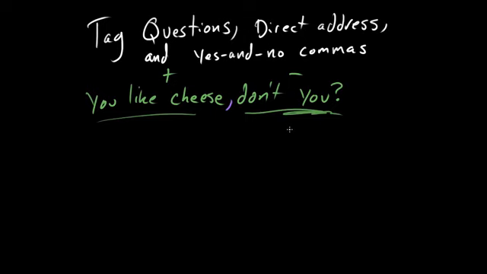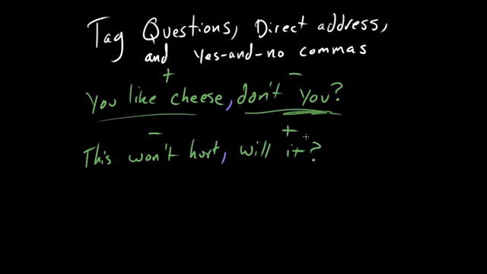Right. You can also do this backwards and begin with a negative assertion and ask a positive question, like, this won't hurt, comma, will it? And we're using the comma to perform its separating function, because that's what commas do, and separate between the assertion and the doubt question. And that's what tag questions are.